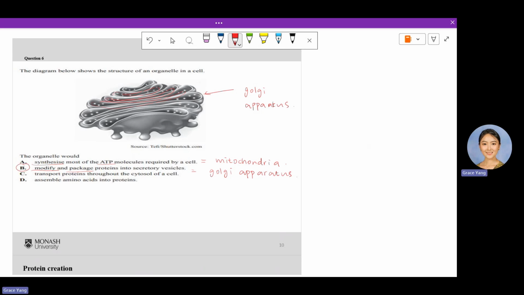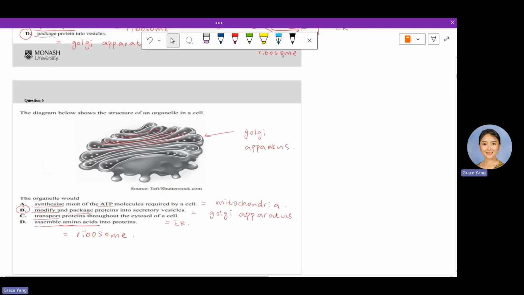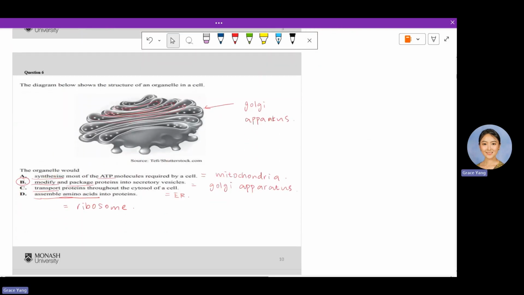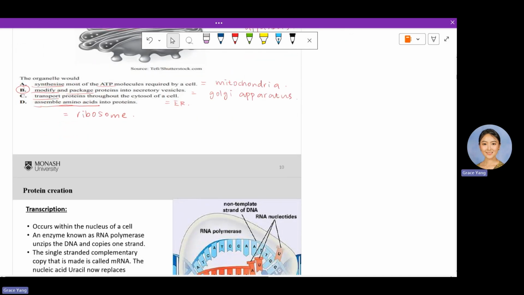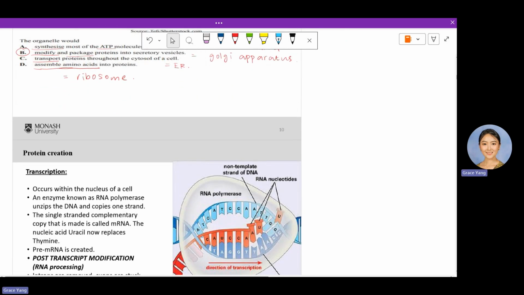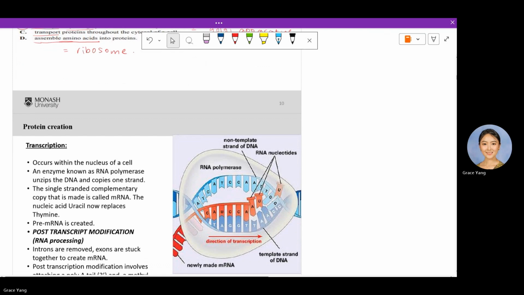It says transport protein. Okay, transport, ER. And finally, D, assemble amino acids into proteins. So basically making proteins, and that is the job of ribosome. So almost identical to the question before, just asking in a slightly different way. But the option hopefully is pretty straightforward to you, and that is B.